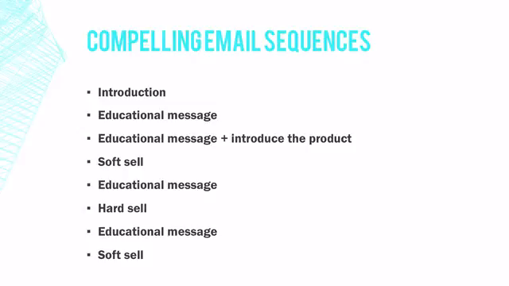You could add emails. You could take out some of these. I've modified their sequence a little bit for some of my email sequences, partly because I already had those sequences created. But a great thing to do is just go to ConvertKit, start a new sequence, and then write those emails right here. This is the order that it goes in: introduction, educational message with the introduction of your product, a soft sell, an educational message, the hard sell, another educational message, and then a soft sell. So you can see there's a lot more education than selling.